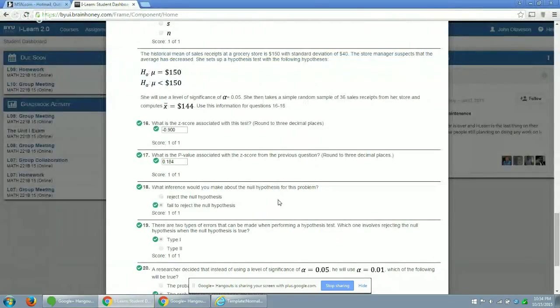What inference would you make about the null hypothesis for this problem? Well, our level of significance was this, and this is the probability value of that occurring. Because it is still higher than that, we can't reject it. We have to fail to reject it.